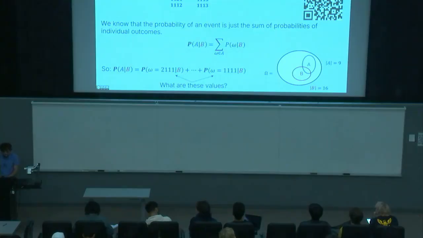And B is again the event from before where we roll no 2s. I'm still going to wait for more answers on this one. And you can feel free to chat.